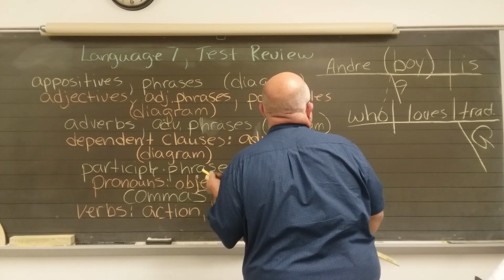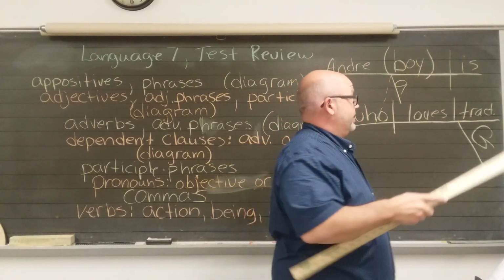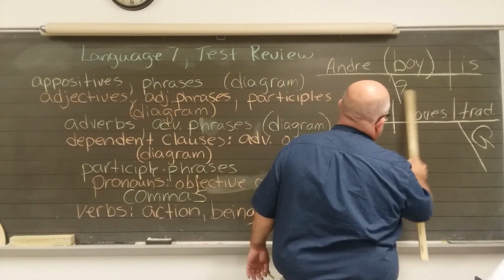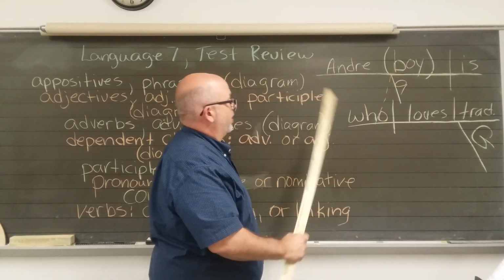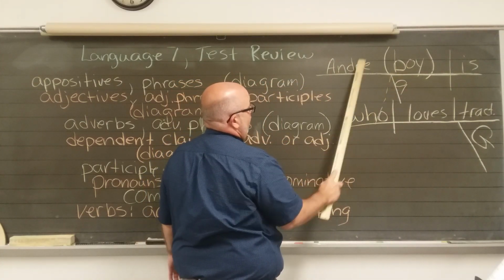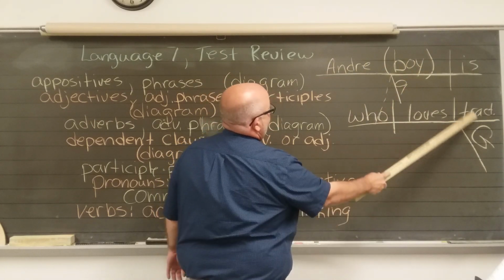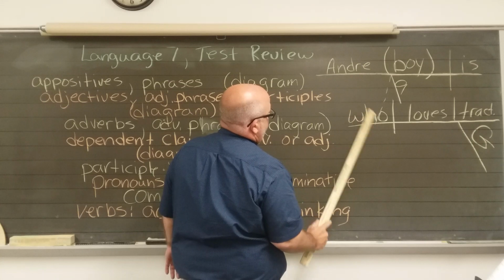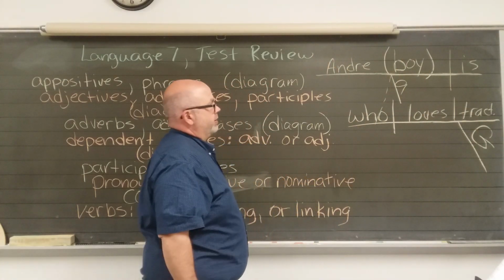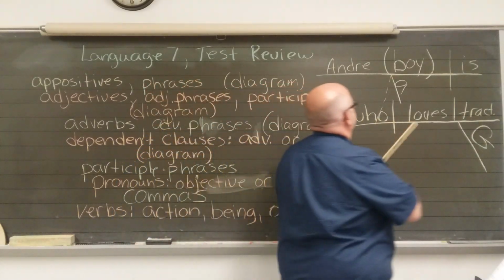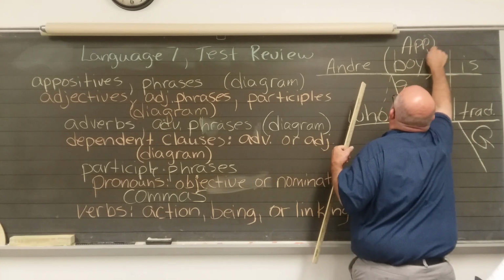Okay, now I don't think that the appositive that you have on your test to diagram will be that fancy, you know, with that whole phrase, with a dependent clause with it. But that is what an appositive is diagrammed like. Andre is the subject. Boy renames Andre. And then this whole phrase is the appositive phrase. A boy who loves green tractors. Right? That's an appositive, and then an appositive phrase.